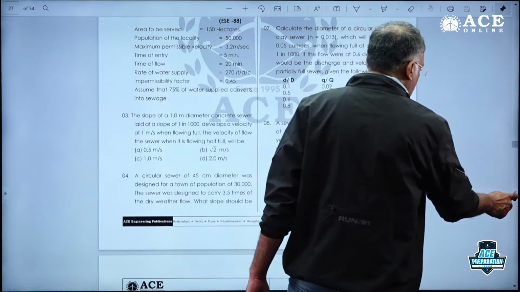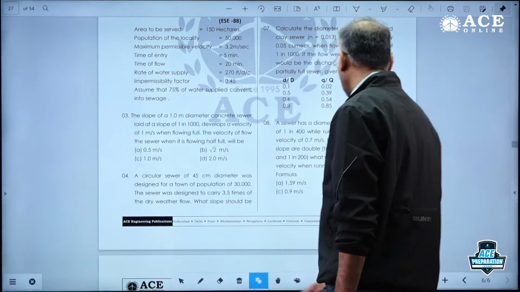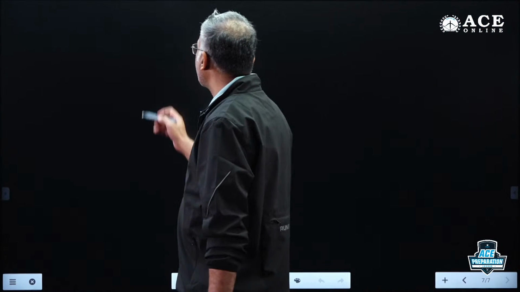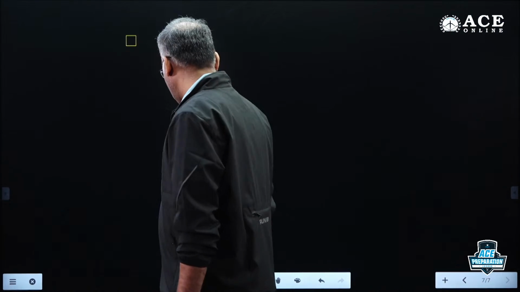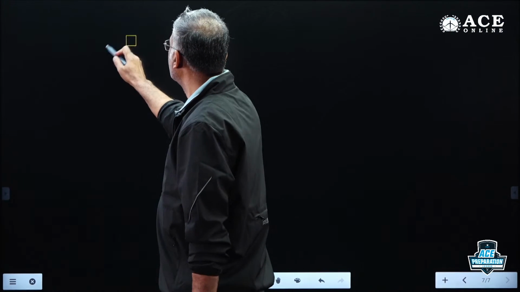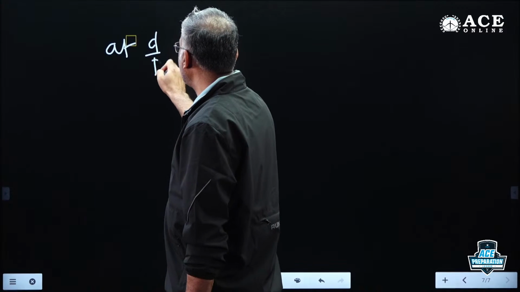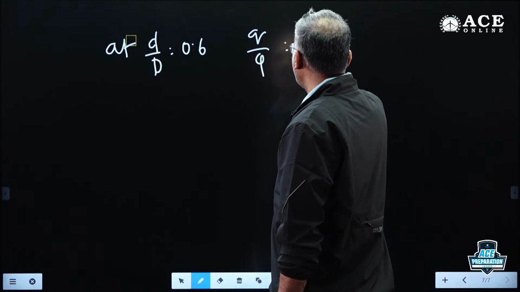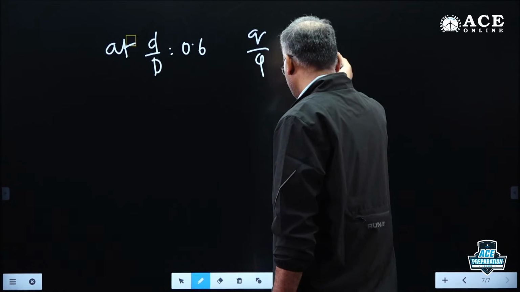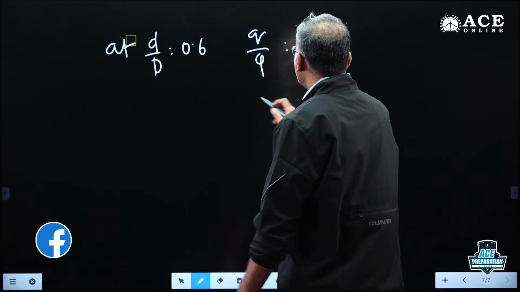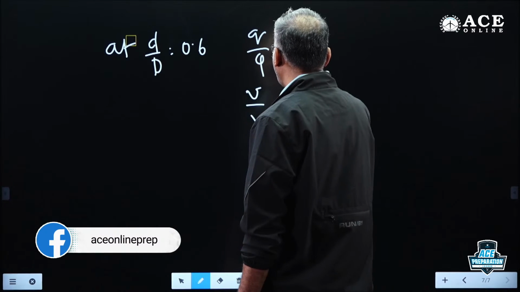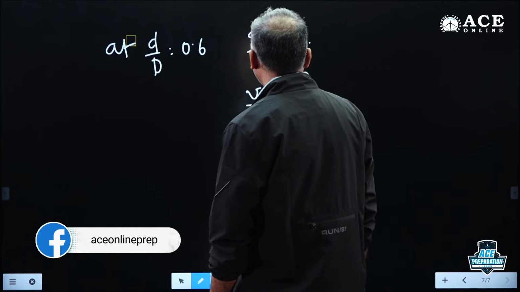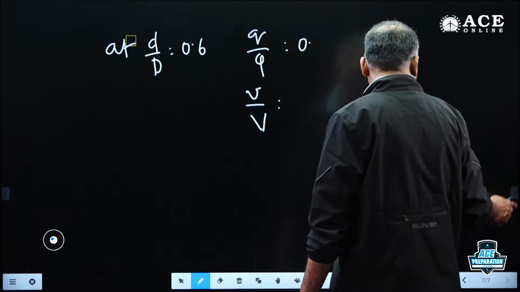So that is how you need to work out the problems when you are asked to find these in this course. So at d by D equal to 0.6, q by Q is equal to, I forgot. And whatever v by V value is given, whatever q by Q is given, that is taken here. So how much is given there?